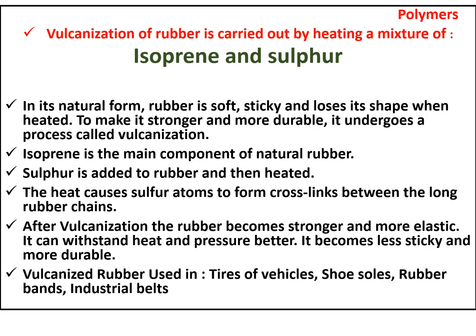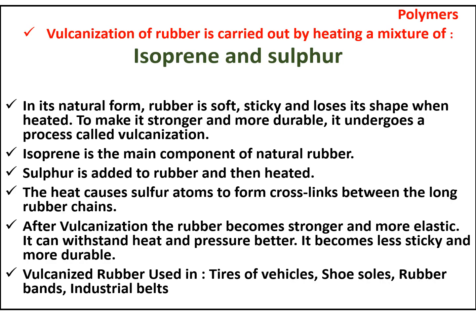Isoprene is the main component of natural rubber. Sulfur is added to rubber and then heated. Heat causes sulfur atoms to form cross links between the long rubber chains. After vulcanization, the rubber becomes stronger and more elastic.